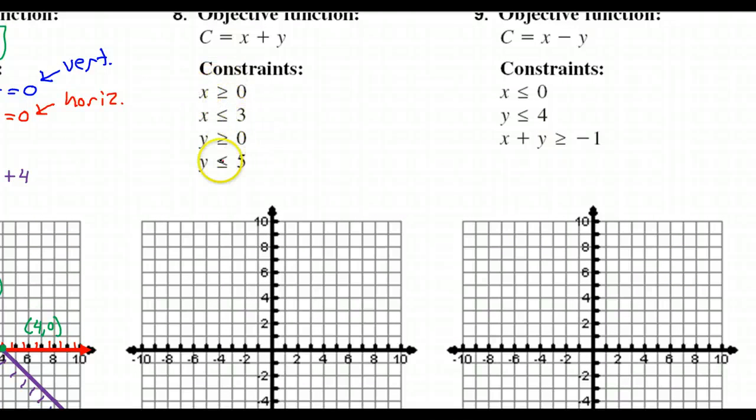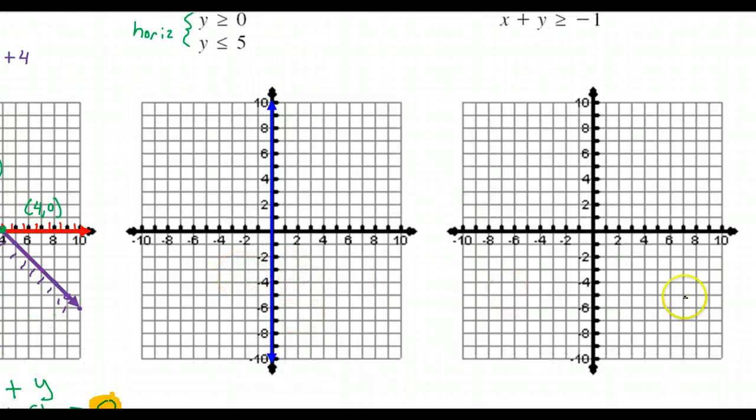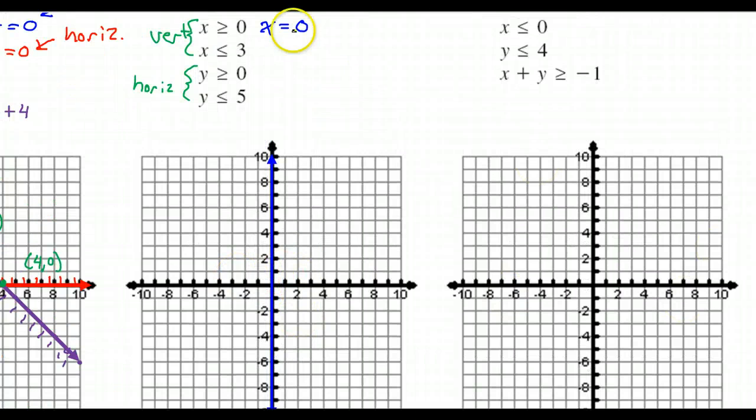Alright, all of these are horizontal and vertical lines. These x ones are vertical, and the y equals ones, well, you know, they're inequalities, but they are horizontal. So, when I look at this, I think x equals 0. That's a vertical line at 0, which is the y-axis. Like this. It's going to be a solid line.